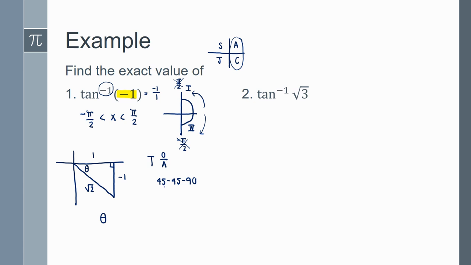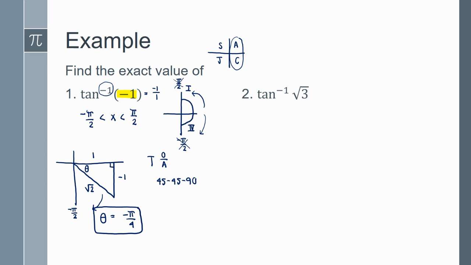So the radian value for 45 would be pi over 4, but because we're in that fourth quadrant, we're going clockwise, so our answer is a negative angle. Because remember, negative pi over 2. So when we're going in this direction, we're heading towards negative numbers. So negative pi over 4 would be that final answer.